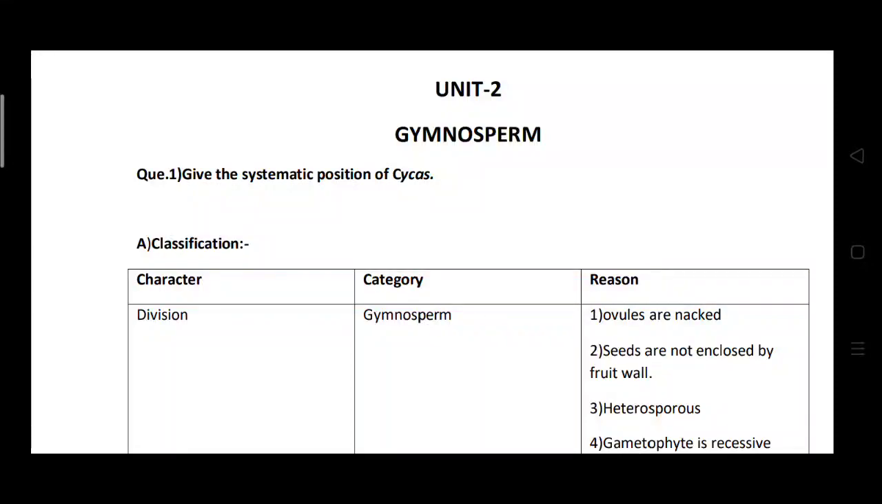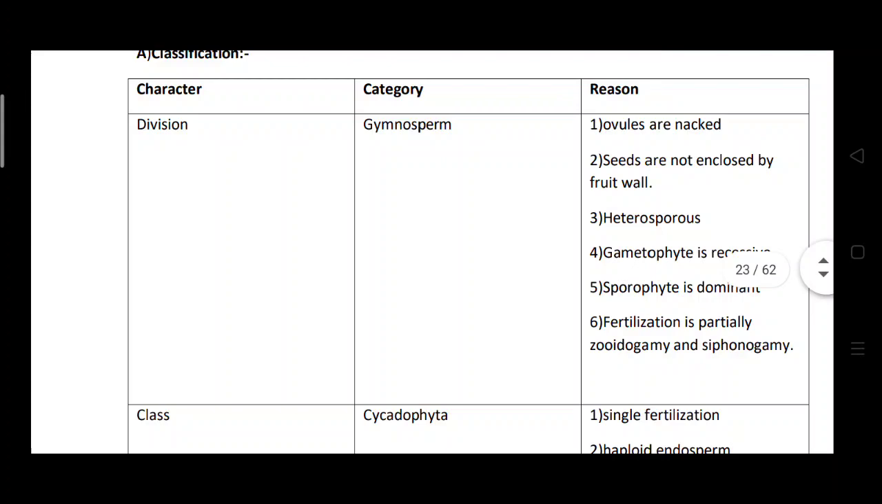Hello students, today we start the second unit. Unit two in your syllabus is based on the gymnosperms. In gymnosperms, the example in your syllabus is Cycas. So question one is the systematic position of Cycas. Let's discuss the classification of the Cycas plant.